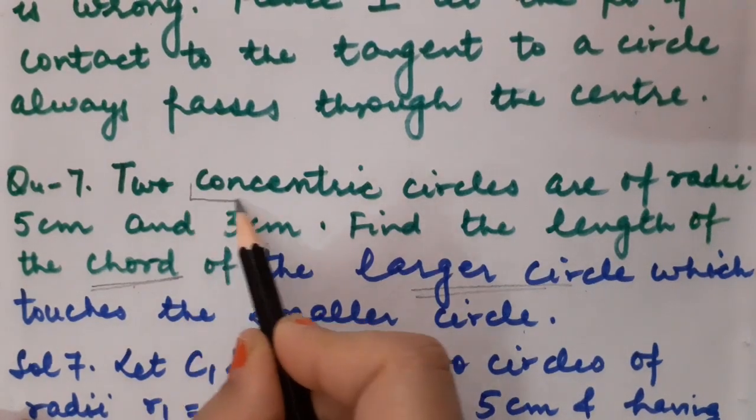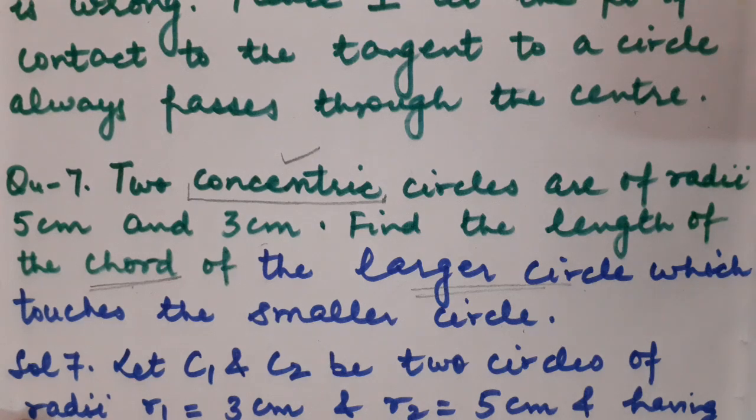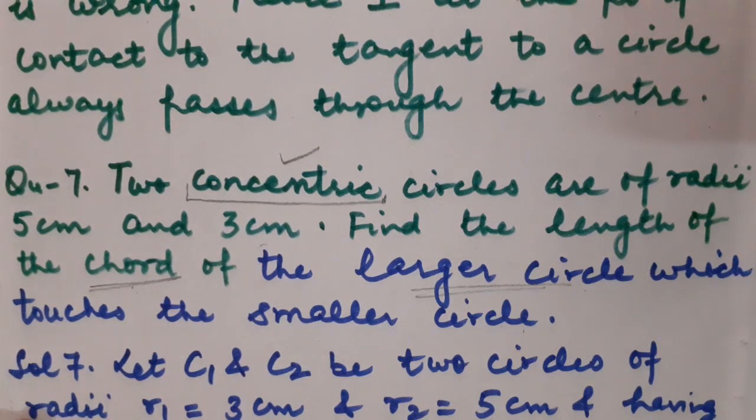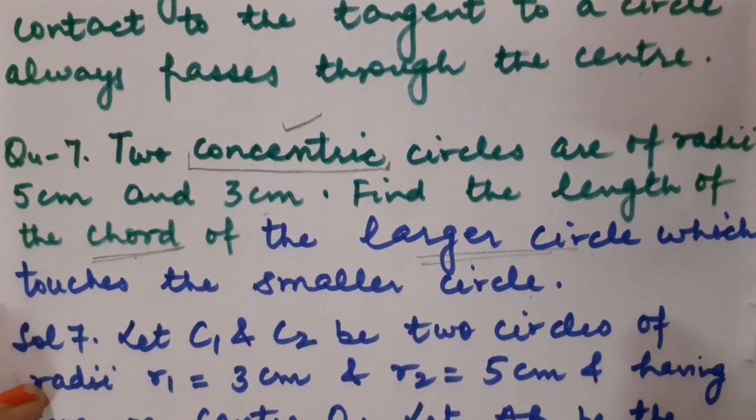Before I start explaining the question, you must be knowing, children, what do you mean by concentric circles? Concentric circles are those circles whose center point is same. Fine. With the same center point, whenever two circles are drawn, then both the circles are known as concentric circles. Fine, children. I will show you its diagram.